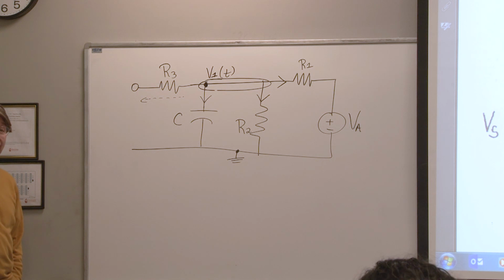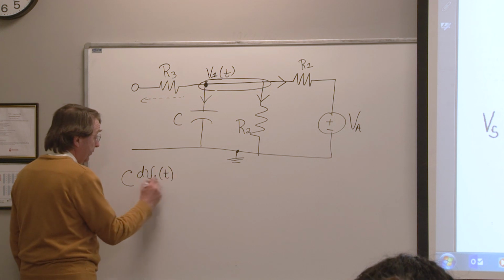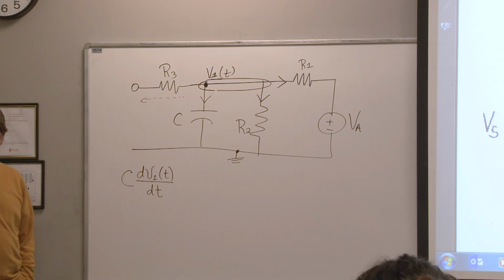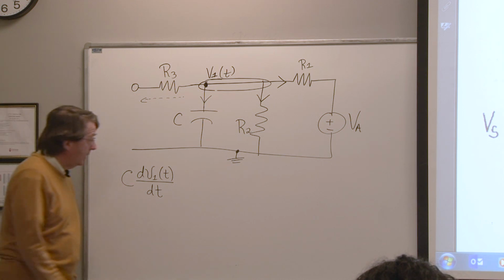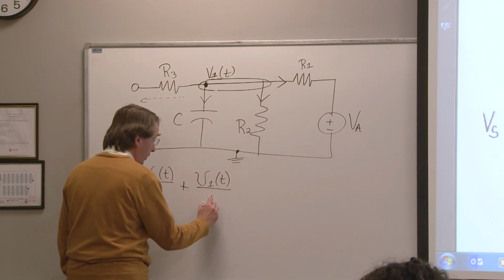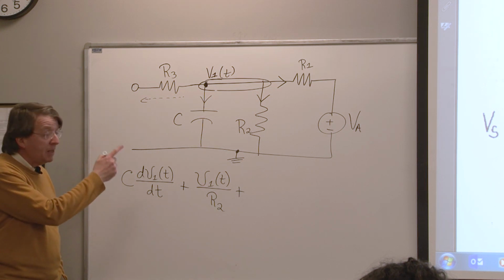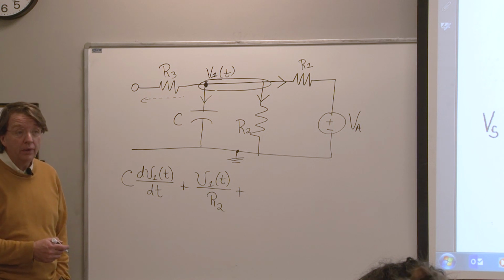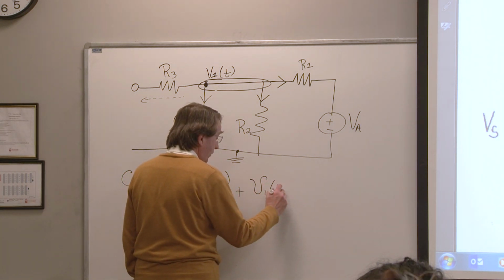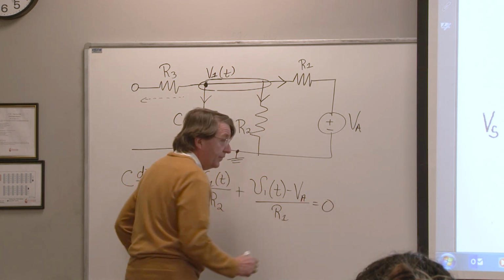What's the current through the capacitor? Easy. I equals C dV/dt. So the current through the capacitor is C dV1 of t dt. Now please stop me, my colleagues, if there's the slightest doubt. Next, what's the current through R2? V1 of t over R2. Plus, what's the current through R1? I think it's V1 of t minus VA over R1. And all of this equals 0.